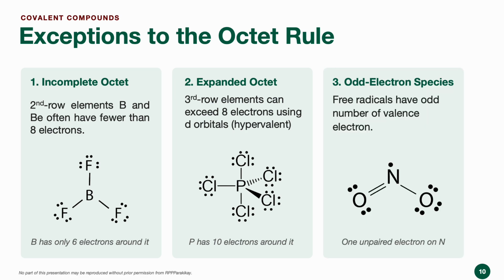Third is odd-electron species, also called free radicals. If a molecule's total valence electron count comes out as an odd number, there's simply no way to pair every electron, so one electron is left unpaired. An example is nitrogen dioxide, NO2, with one unpaired electron sitting on the nitrogen atom.